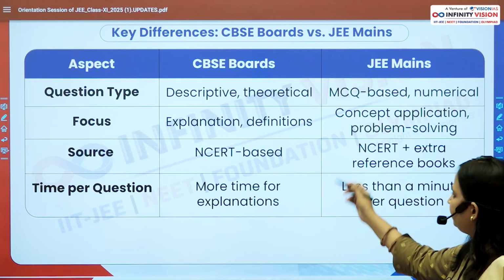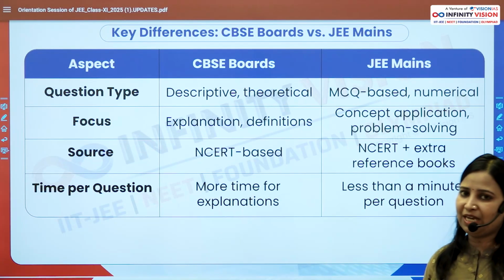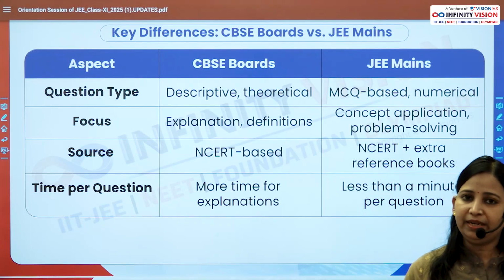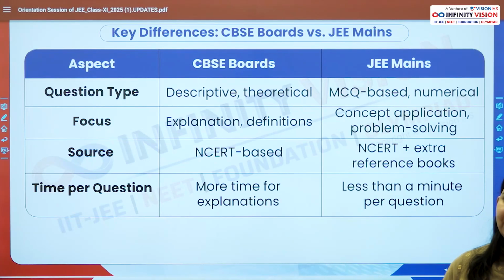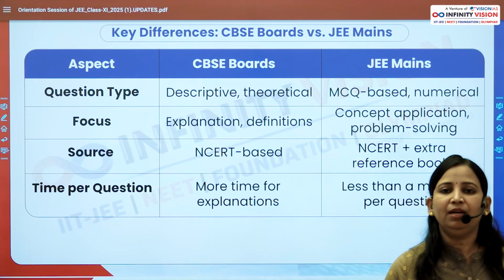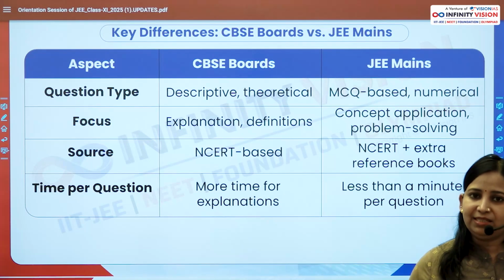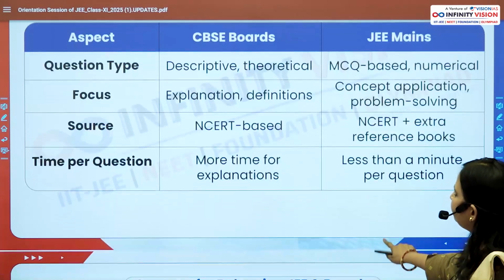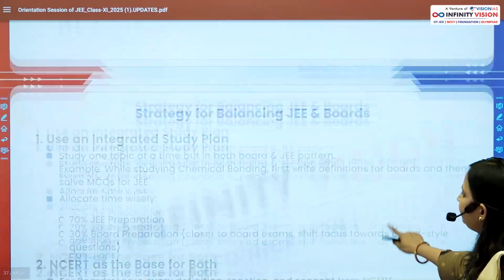But in case of CBSE, we can say we have enough time to solve all the questions. So you must be more accurate and also to the point. You have to answer these questions, but still you must know how to write. So you must practice writing subjective answers, so that you can score very good marks. Okay, so these were the differences between CBSE and JEE Mains.